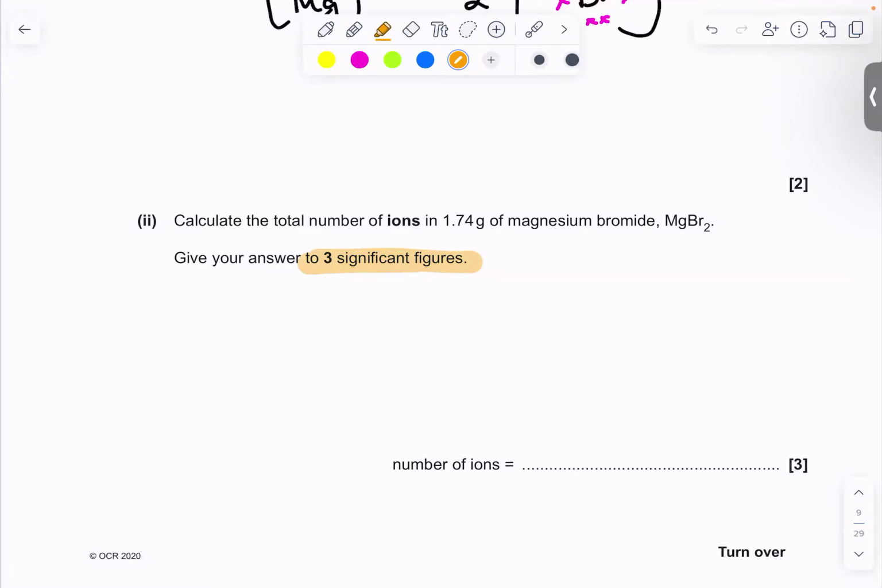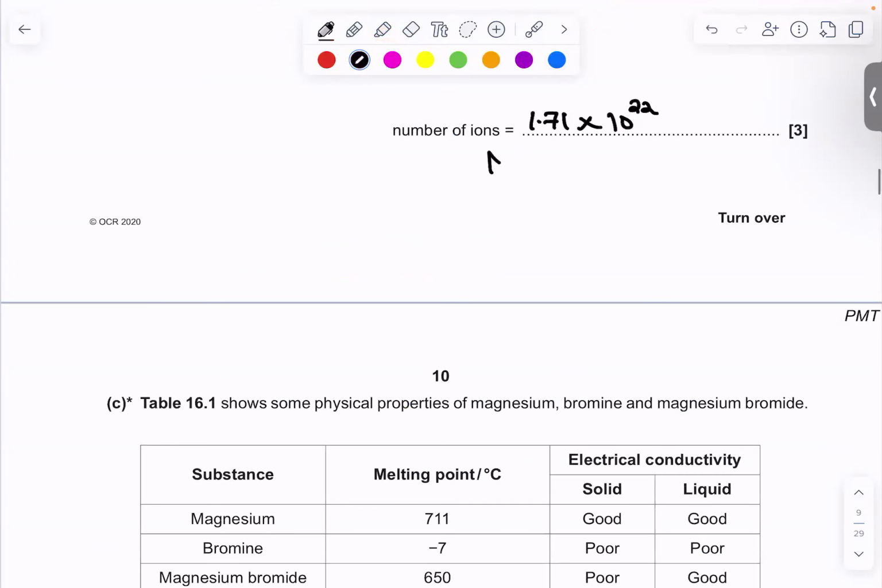Well, total number of ions. Mr. Lim, is the answer 1.71 times 10 to the 22? Yes, well done. Good, well done. Shabash.